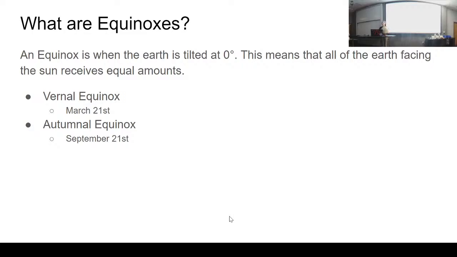After our solstices, we want to talk about our equinoxes. Equinox is when the Earth is tilted at 0 degrees. So it's like this.